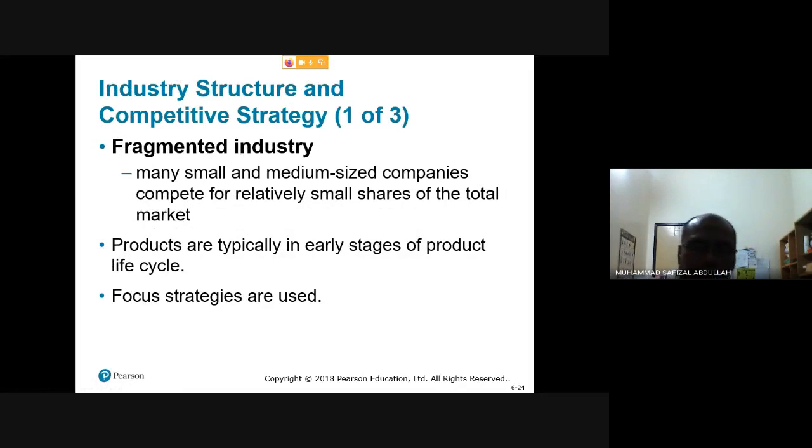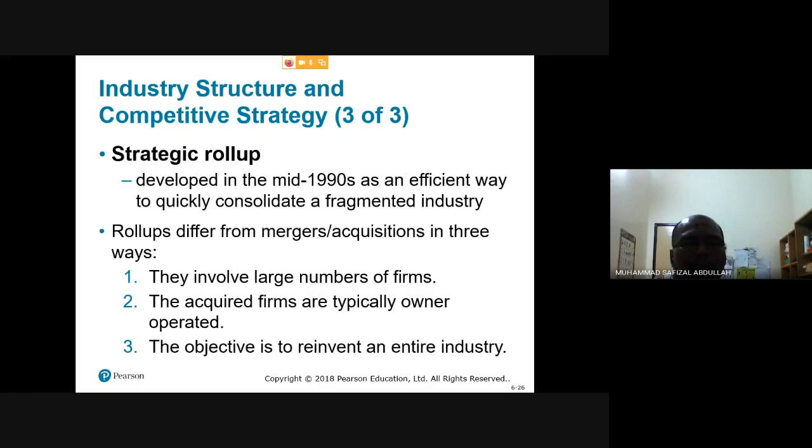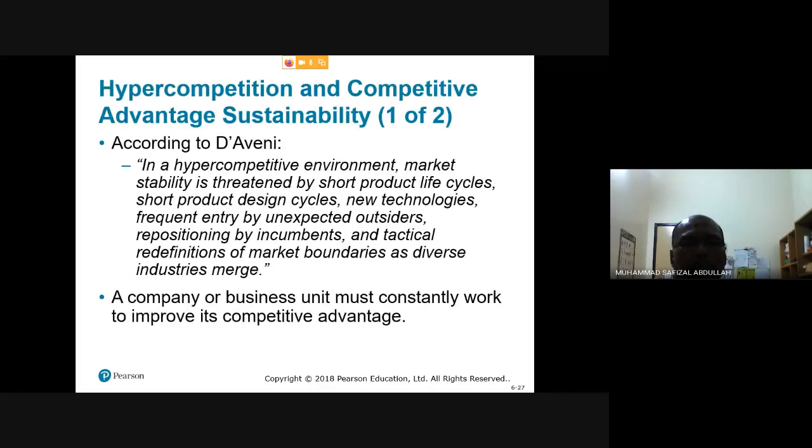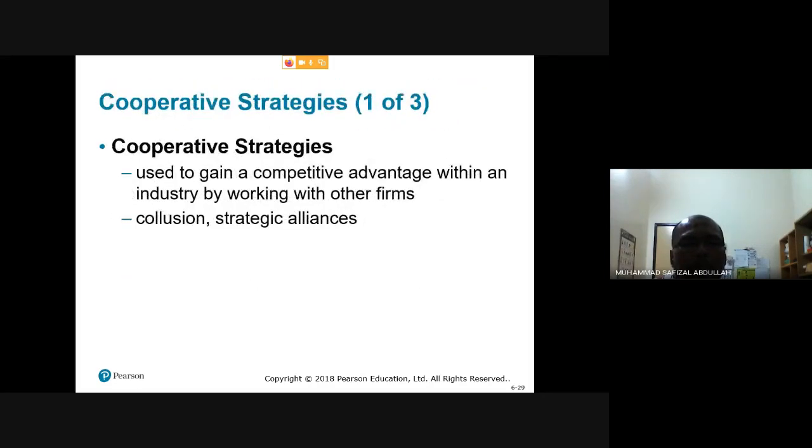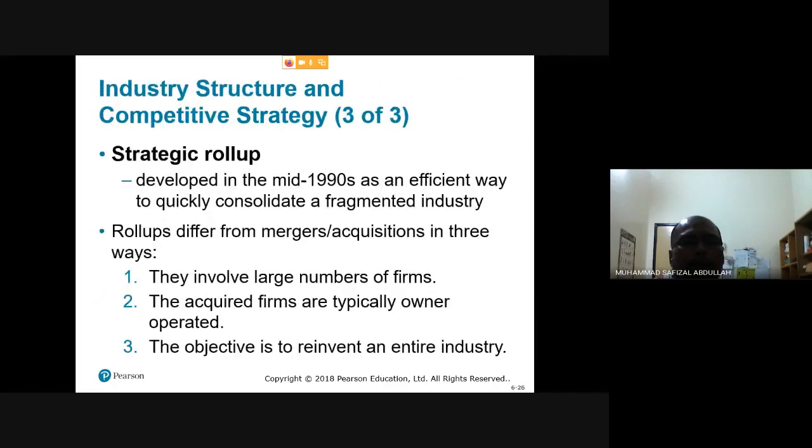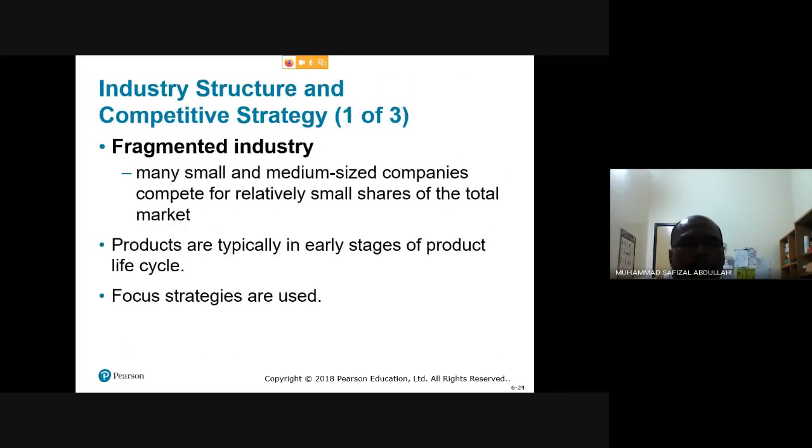Okay. Industry structure. All right. The concept of industry structure, fragmented industry. Okay. This one, market structure, issues in competitive strategy, we are done. Okay, class, this one I want you to read, about issues of industry structure and competitive strategy. Please read this one, industry structure, class.